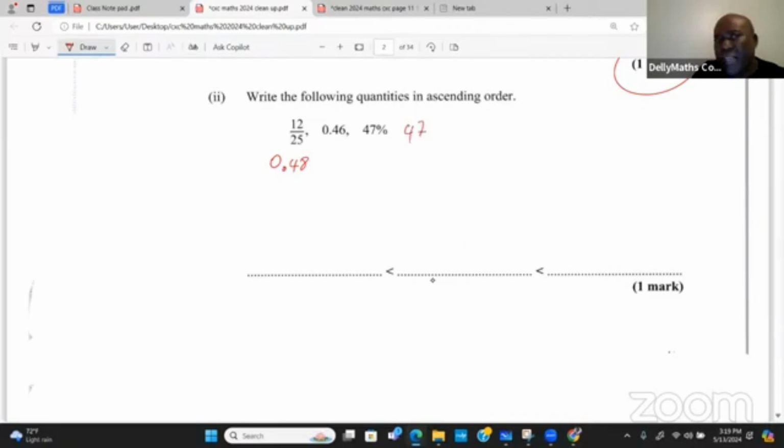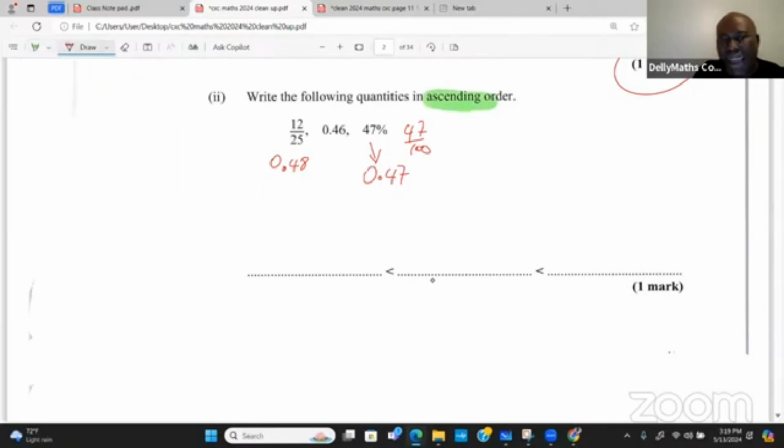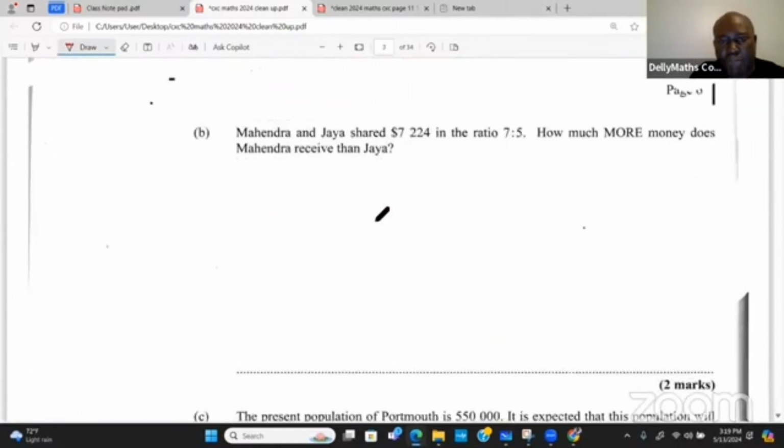47% is the same as 47 over 100, which is 0.47. So having had everything in decimal, now I am able to easily put it in ascending order, from smallest to largest. So it's going to be 0.46 followed by 47%, followed by 12 over 25. All right. So you want to follow very quickly: put everything using an equal idea. In this case, we're using decimals, and then we represent that.